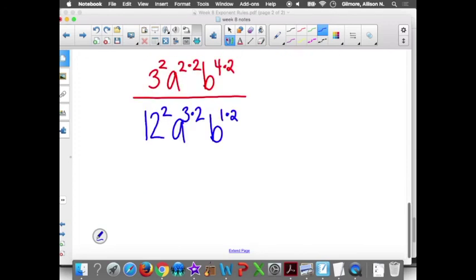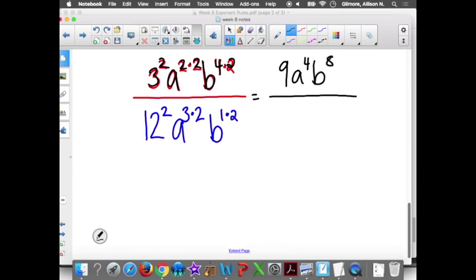Okay, let's evaluate some of this. We have 3 squared, which is 3 times 3, which is 9. We have a to the 2 times 2. 2 times 2 is 4, so we have a to the 4th. And we have b to the 4 times 2. 4 times 2 is 8.